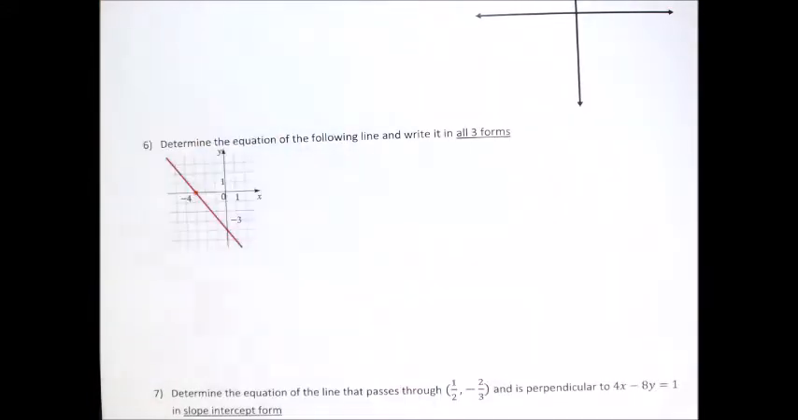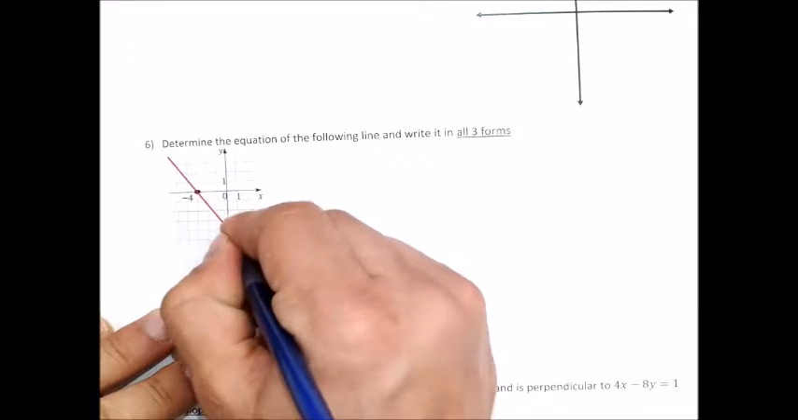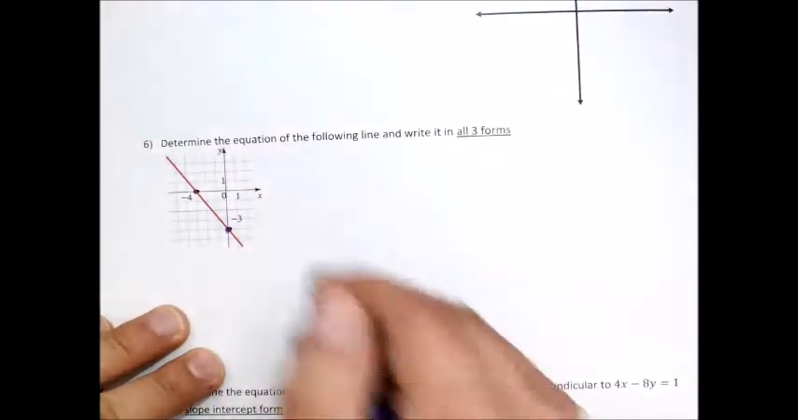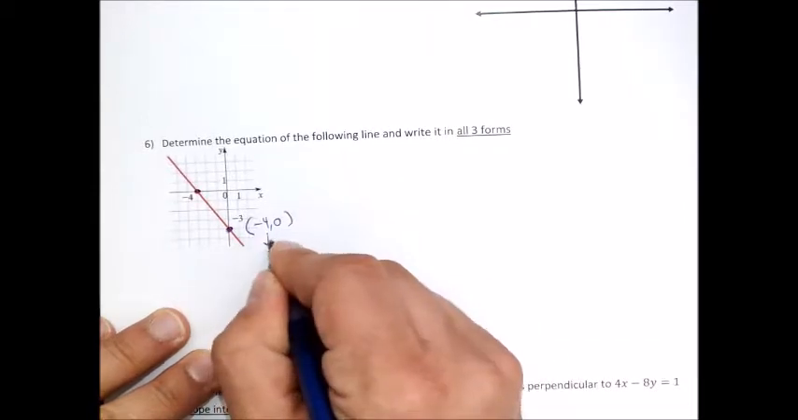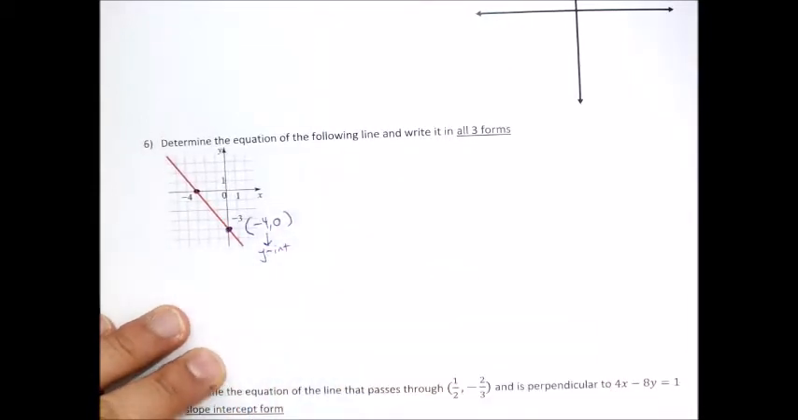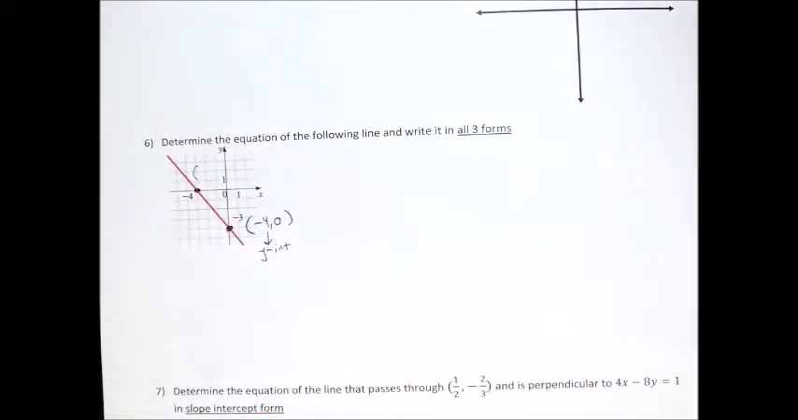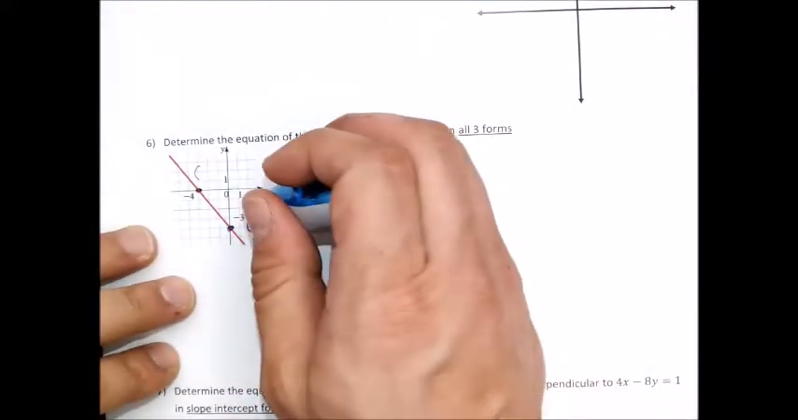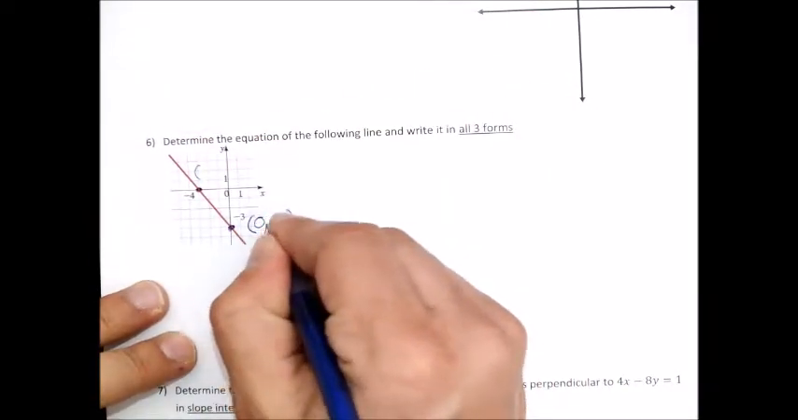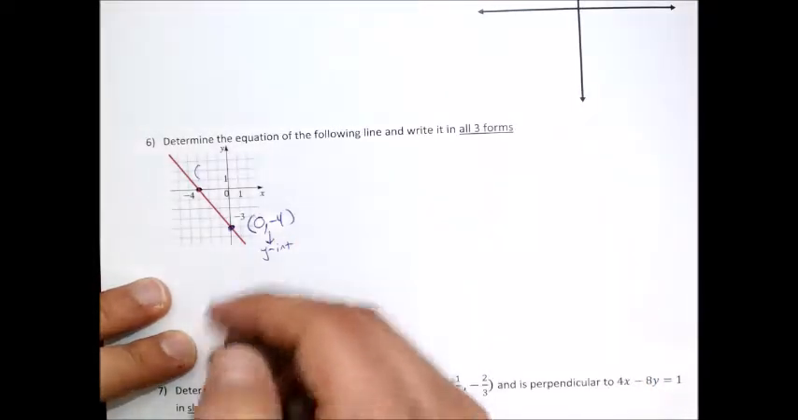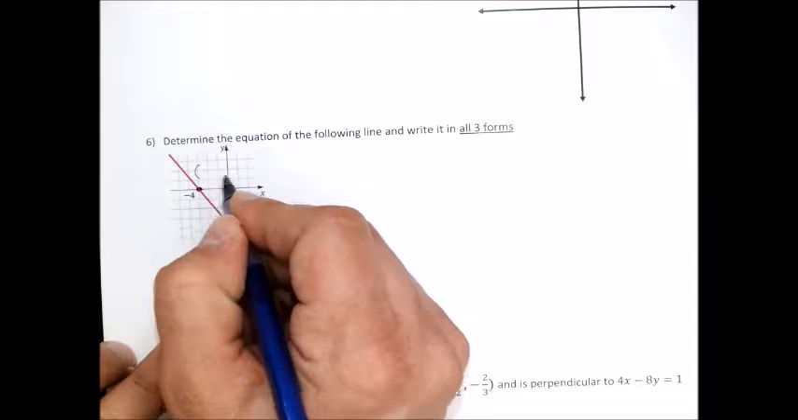It crosses right here, and it looks like it also crosses down here. And those also happen to be the intercepts. So that intercept right there is minus 4, 0. That's the y-intercept. Sorry, it should be 0, minus 4, not minus 4, 0. Right, x is 0, y is minus 4. The other one is the point minus 3, 0.